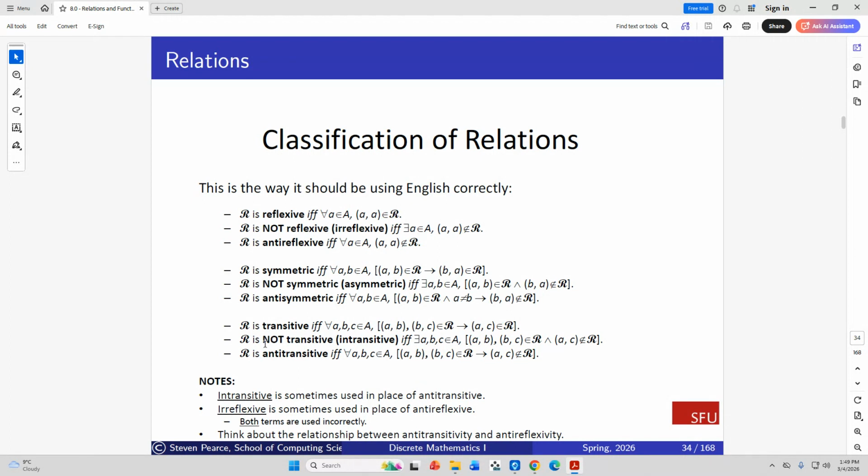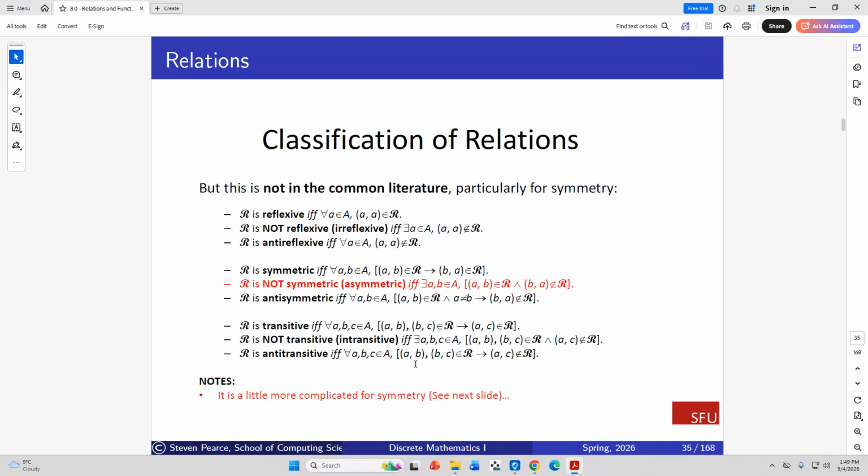So not transitive means there are cases where (A, B) and (B, C) do not have a third (A, C). And antitransitive means there is no place with that transitive relation. So remember this. I think that's very good material for you to remember. This stuff is a little more complicated for symmetry. Okay, next slide.